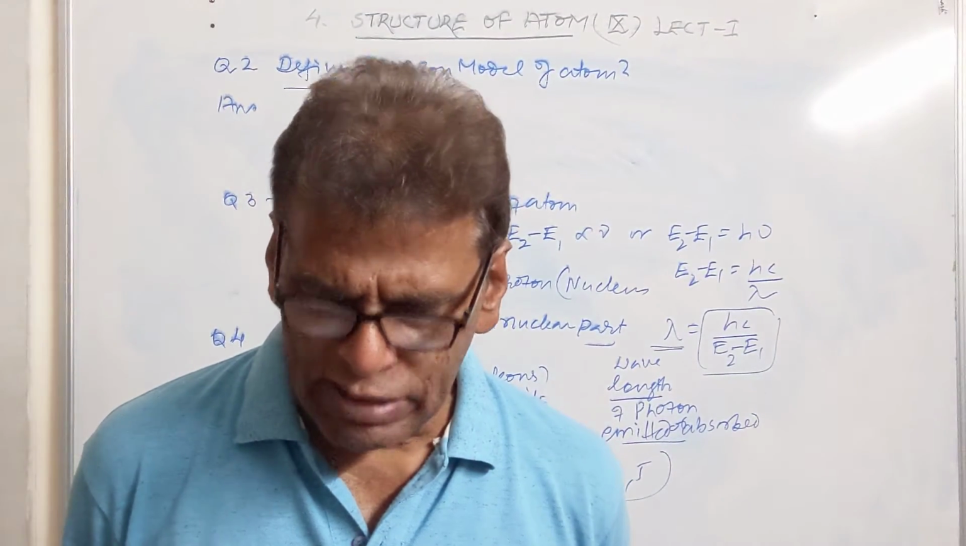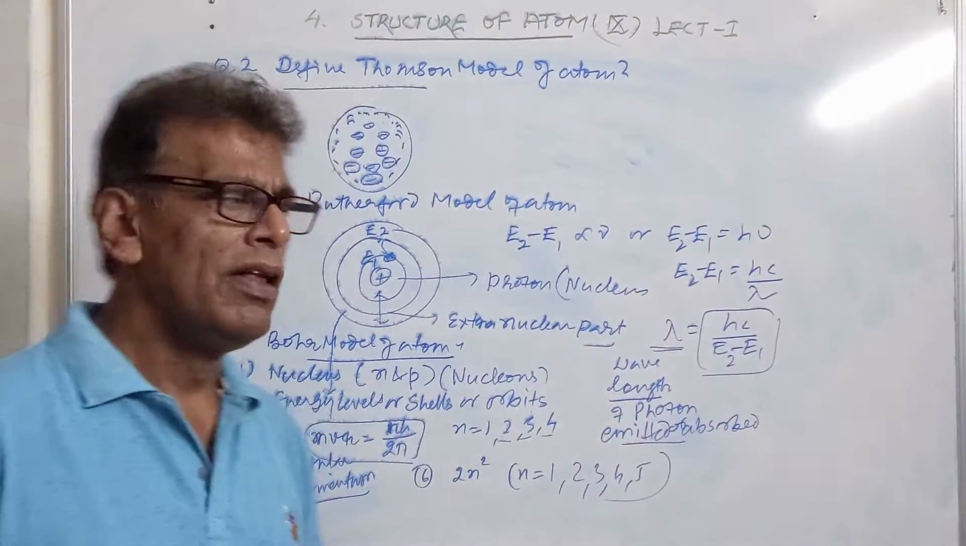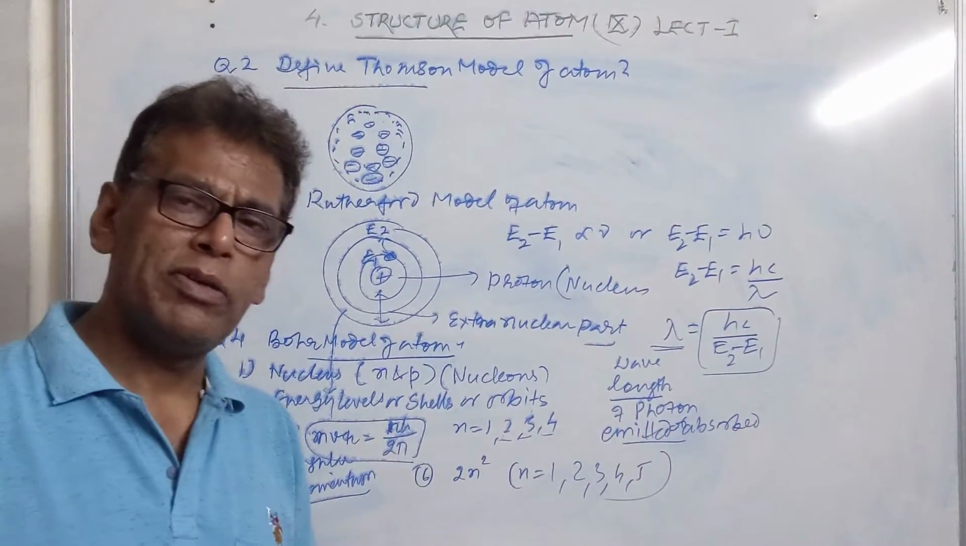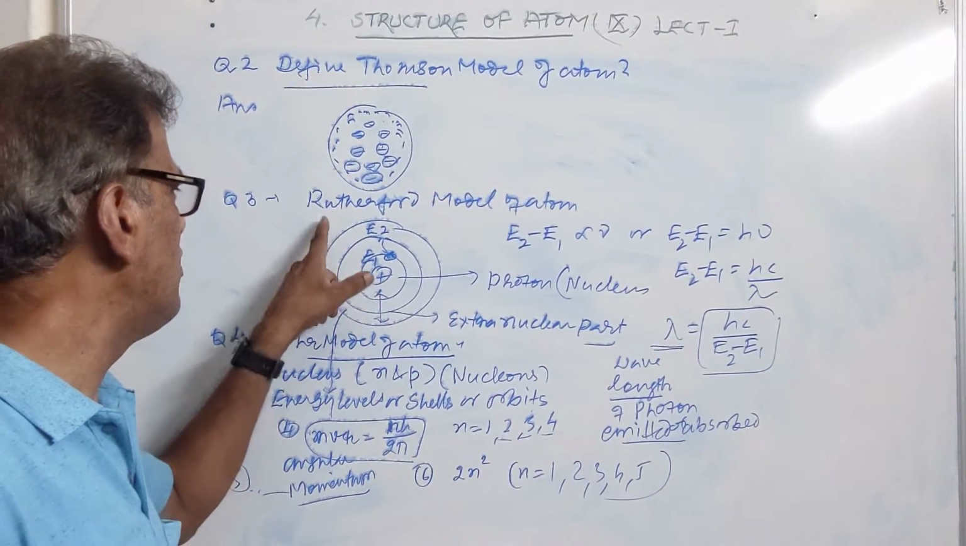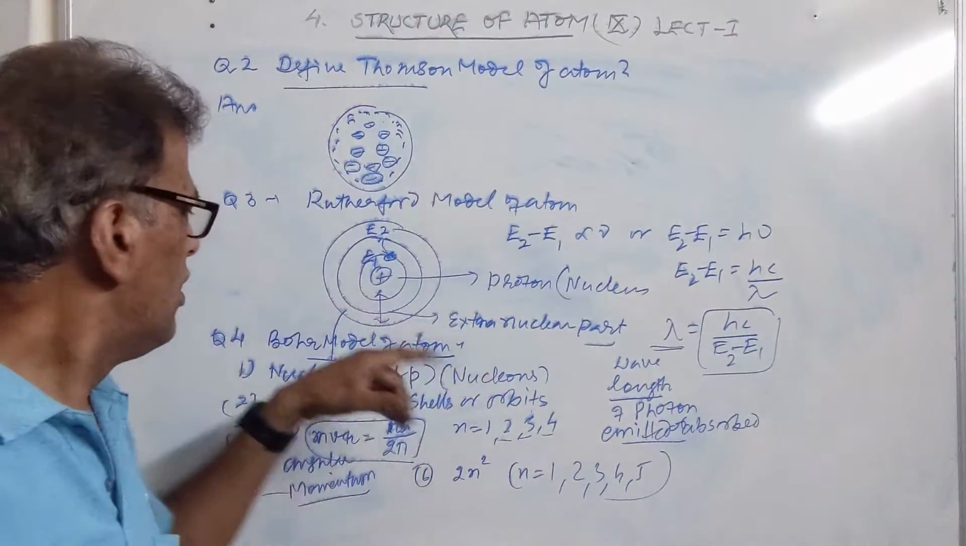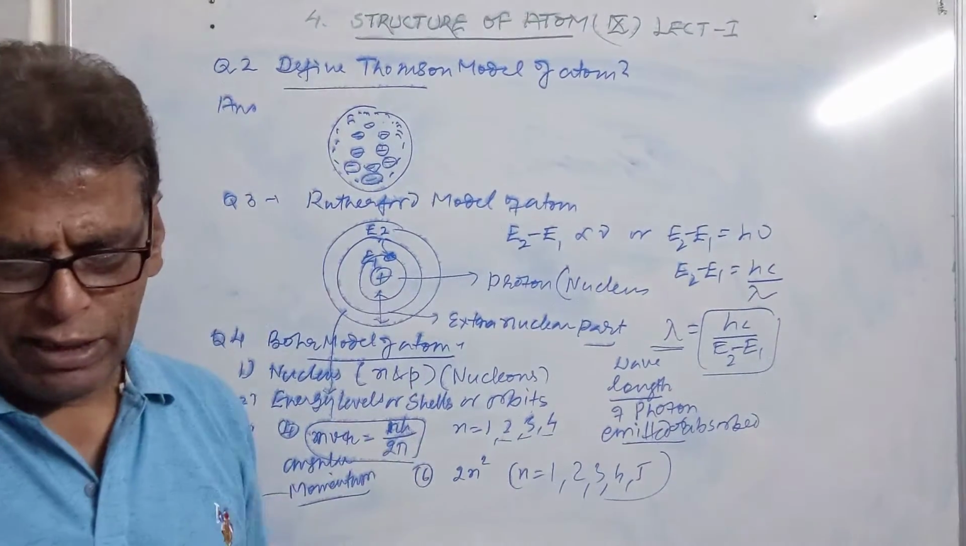Then we come to energy shells. These are the circular paths around the nucleus where electrons revolve. They are represented by K, L, M, N starting from the nucleus, or they are represented by 1, 2, 3, 4, 5, 6, and so on.